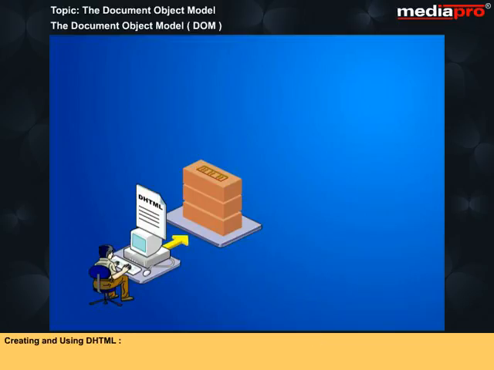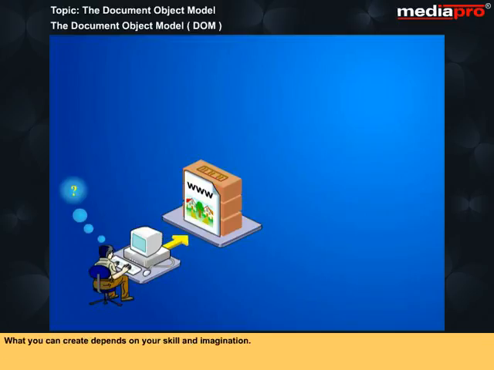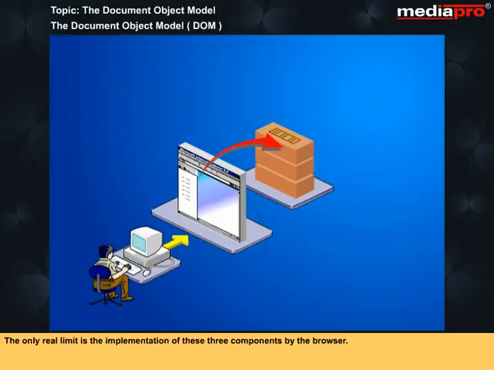Creating and using DHTML. There are three building blocks of DHTML: style sheets, scripting languages, and the DOM as implemented by the browser. What you can create depends on your skill and imagination. The only real limit is the implementation of these three components by the browser. Unfortunately, those limitations are still severe.